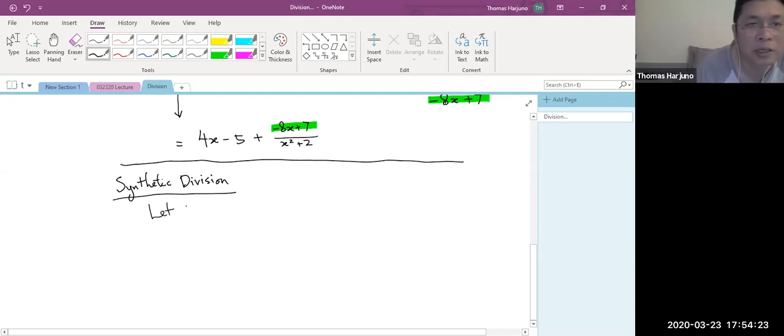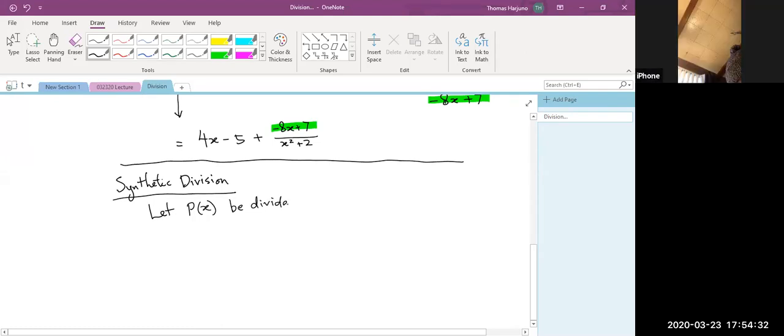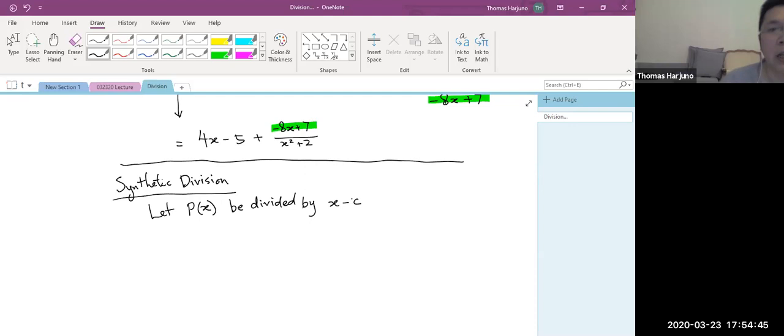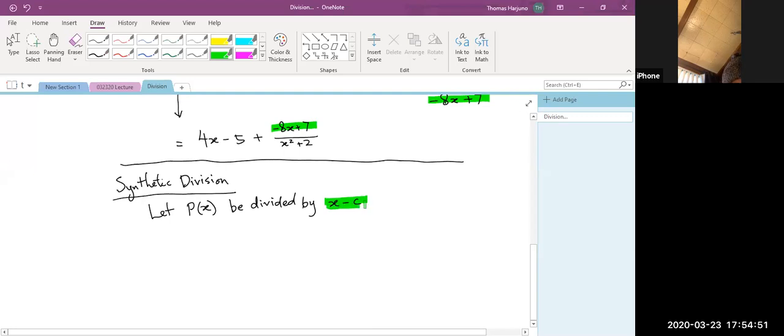Let P(x) be a polynomial divided by x minus c. The thing is, it has to be in the form of x minus c.